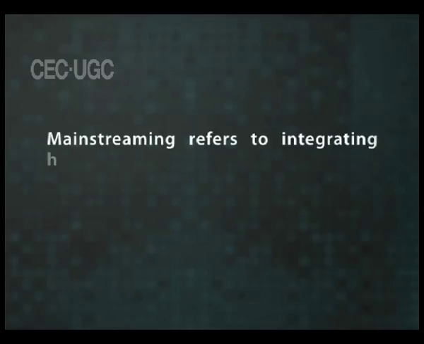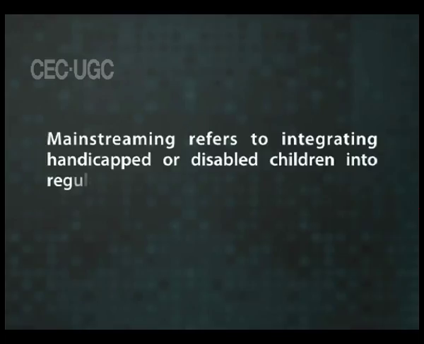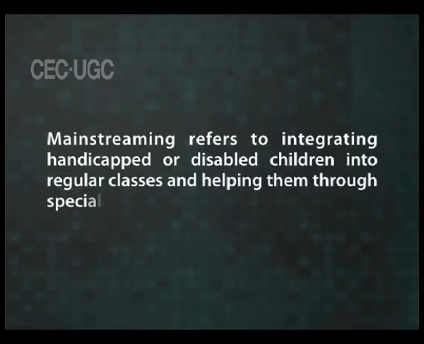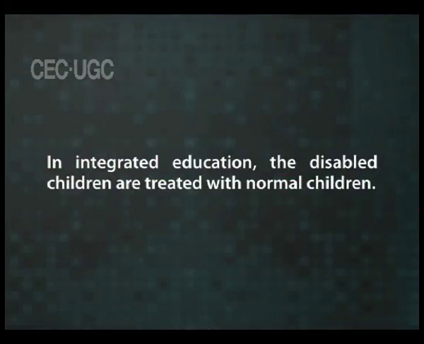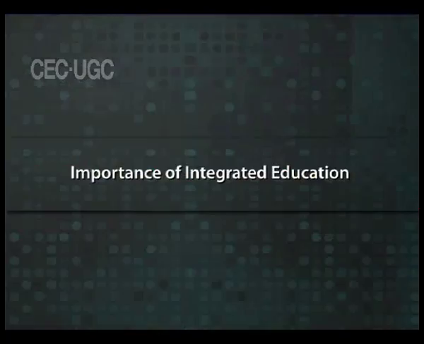Mainstreaming refers to integrating handicapped or disabled children into regular classes and helping them through specialized techniques. Sometimes integration is used interchangeably with normalization. The reason is that in integrated education, the disabled children are treated like normal children. Moreover, integrated education is an educational program in which exceptional children attend classes with normal children either on a part-time or full-time basis. Such a combination may be taken as social integration or academic integration or both.